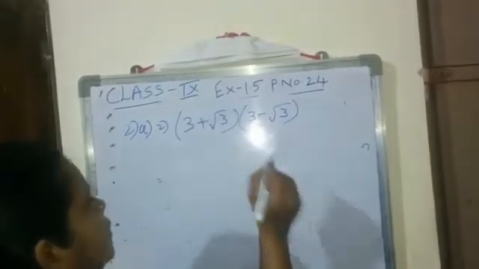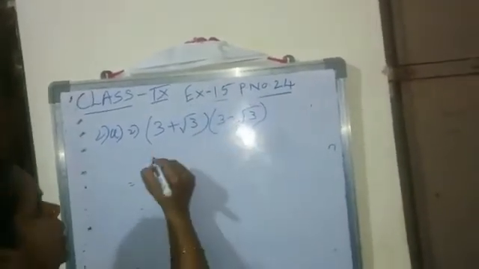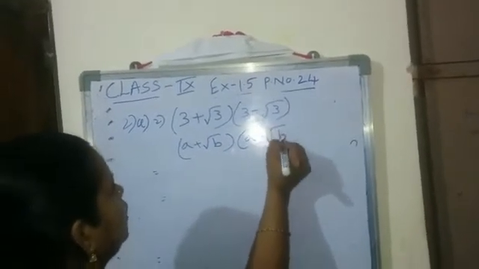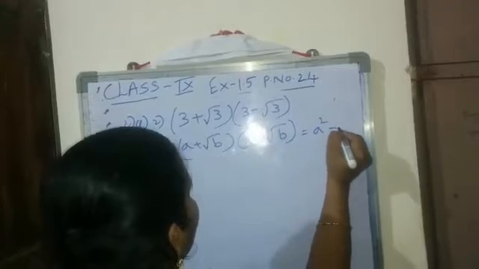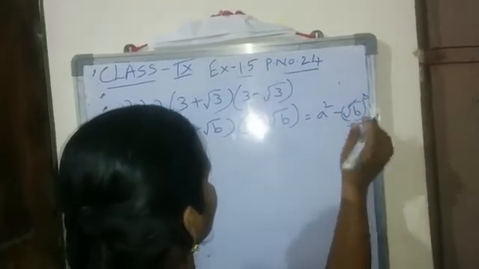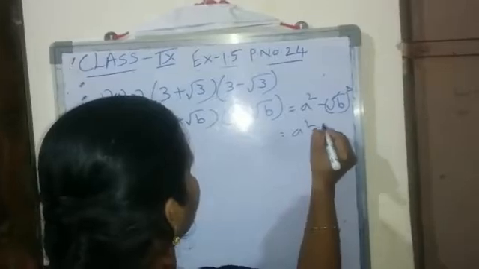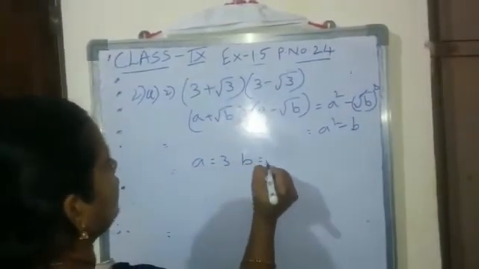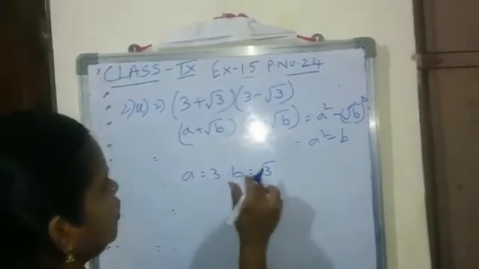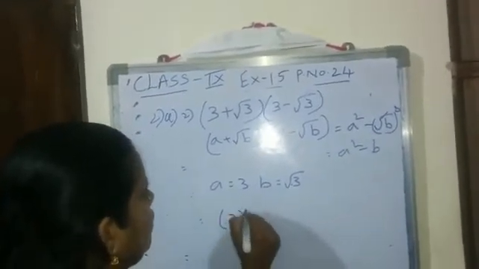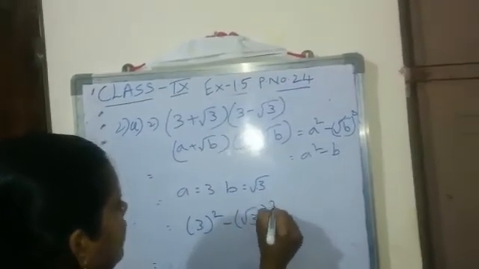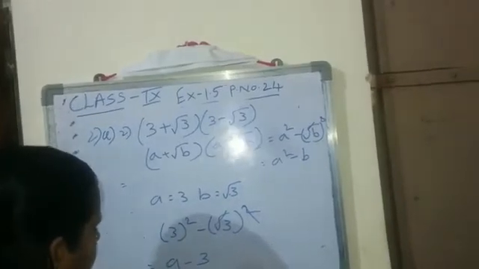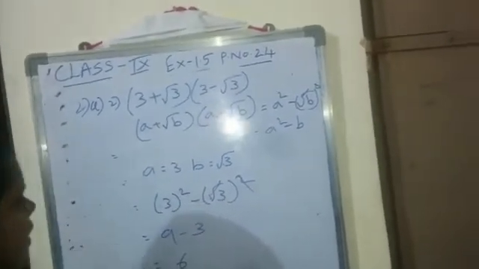Children, if you are observing here, this comes under the identity (a plus root b) into (a minus root b). It comes under a square minus root b square. Square and root will be cancelled. That is a square minus b. Now where a is equal to 3 and b is equal to root 3. Substitute a and b values in the right-hand side of the identity, that is 3 square minus root 3 square. Square and root will be cancelled. So 9 minus 3 is equal to 6.